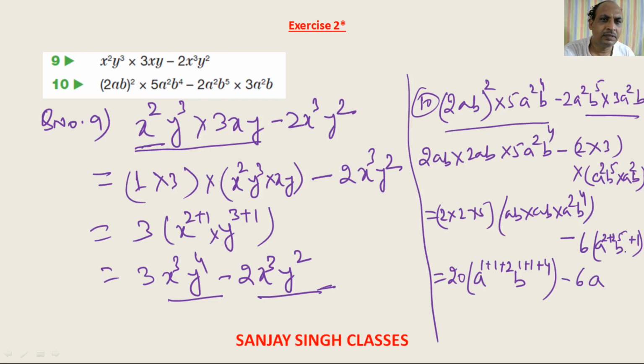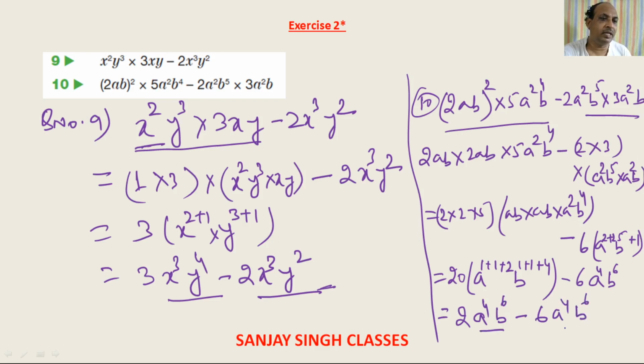2 plus 2, so a to the power 4 and b to the power 5 plus 1, so it is 6. This is giving to us 20 a to the power 4 and b to the power 6 minus 6 a to the power 4 b to the power 6.